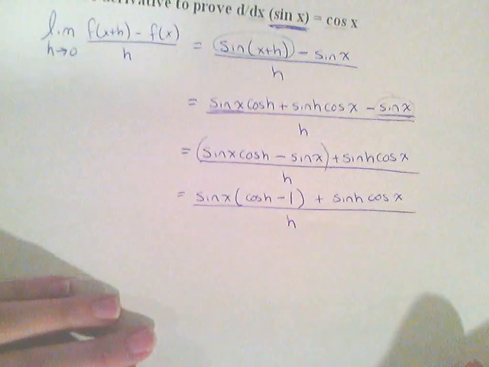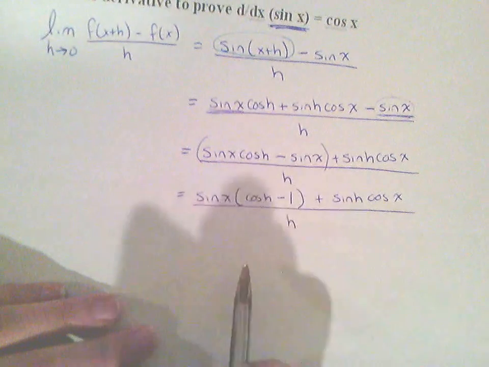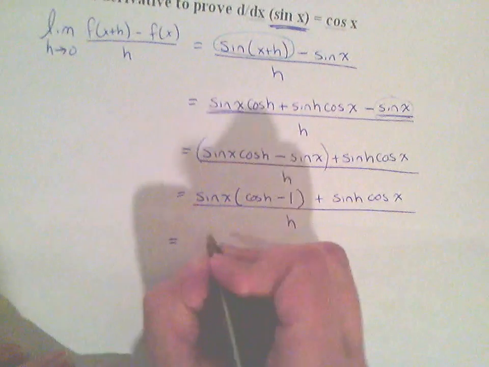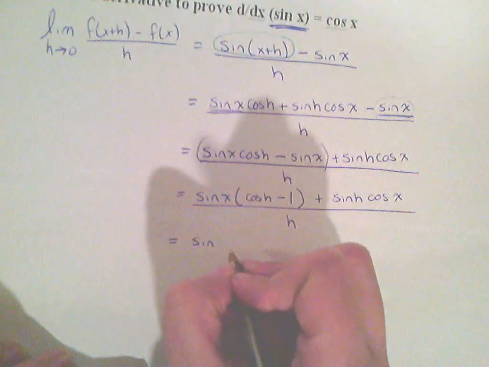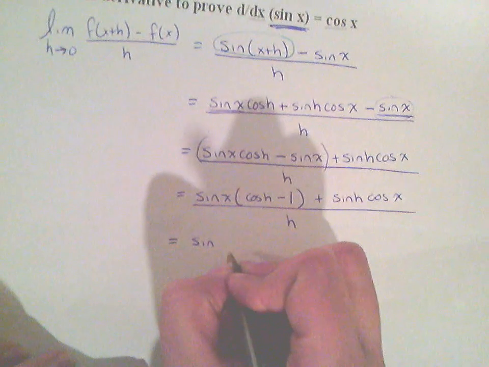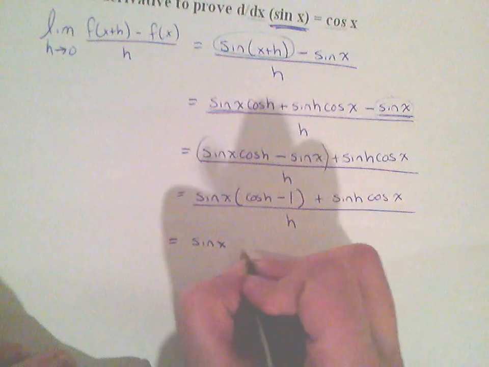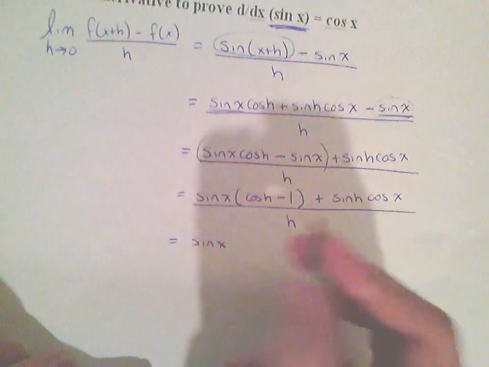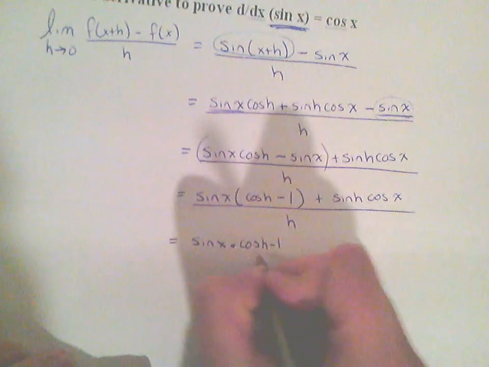Alright, now looking at this, it doesn't look like we can do much. But what I'm going to do right now is split up the fraction. So this is going to be sine of x, and remember, because these two are multiplied, I'm going to do this. Cosine of h minus 1 over h.